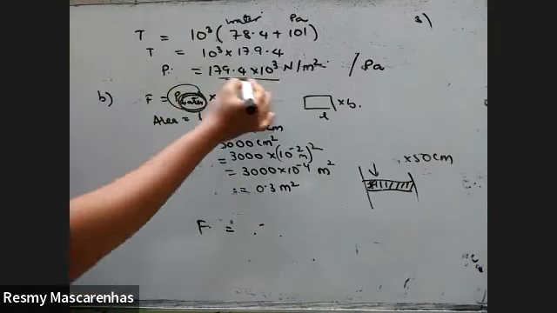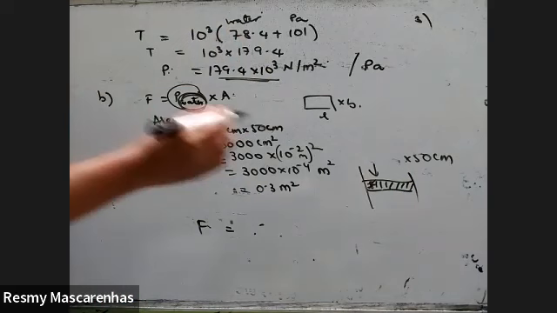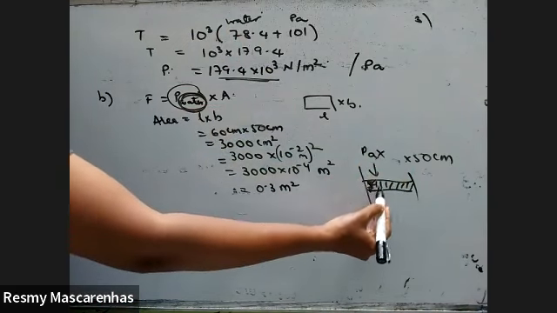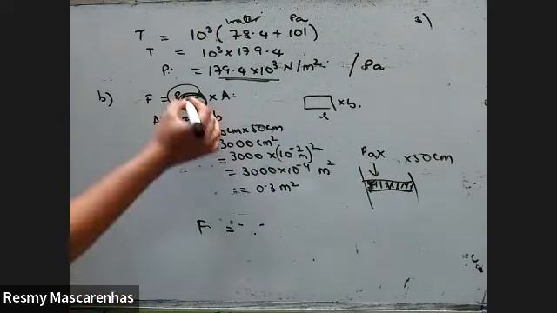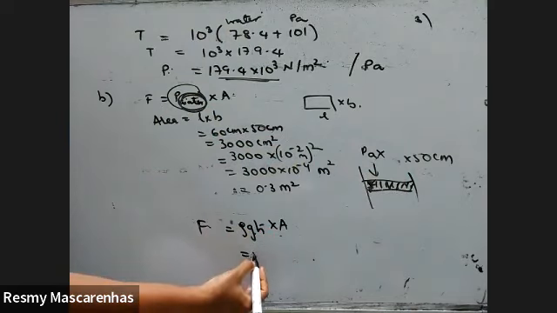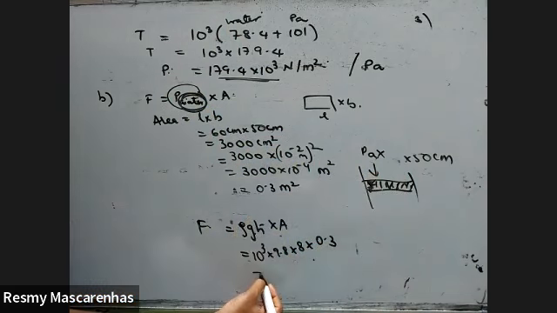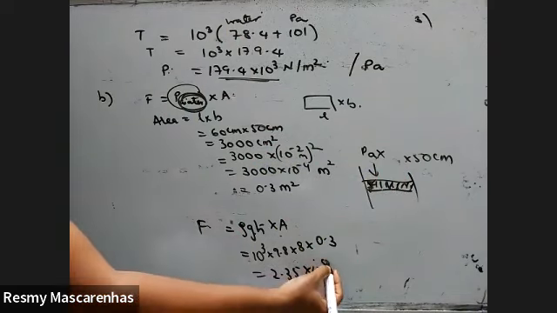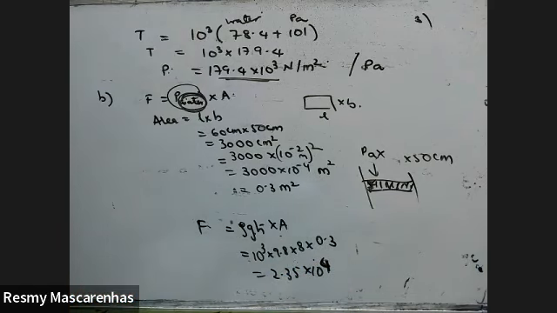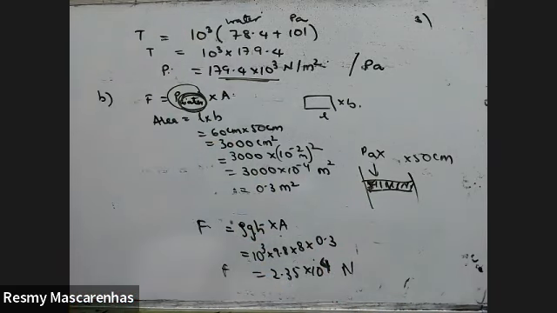If not asked, then we have to take total pressure. But in the question, they've specifically said only because of water. So you cannot take atmospheric pressure. We have to calculate only because of this. So due to water will be rho g h. The answer we'll get is in Newtons. Force unit is Newton.